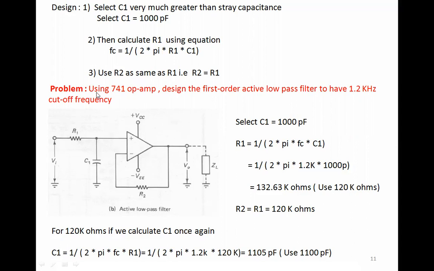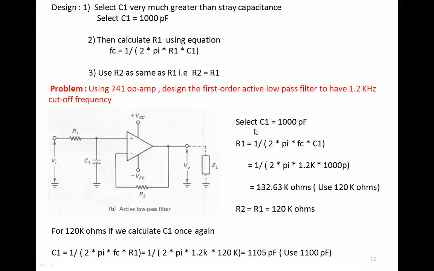Now, using 741 op-amp, design the first order active low pass filter to have 1.2 kilohertz cutoff frequency. Now FC is given to us, which is 1.2, and we need to design a first order filter, which means I'm going to have one resistor here. So resistor and capacitor. Remember the combinations that I was talking to you about. When these are reversed, it is going to become a high pass filter. Now I have a resistor here, so it means it's a low pass filter.